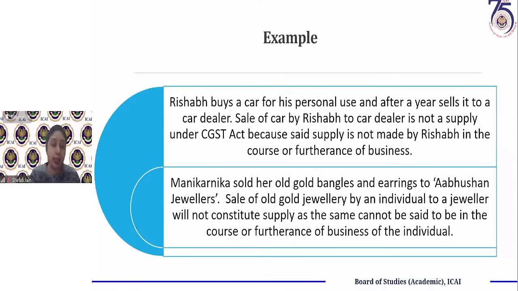Now, let us see some examples of in course of furtherance of business. Rishabh buys a car for his personal use, and he sells that car. That activity is not in course or furtherance of business, because he has been using that car for personal purposes and after that he sells it. So it is not in course or furtherance of business.